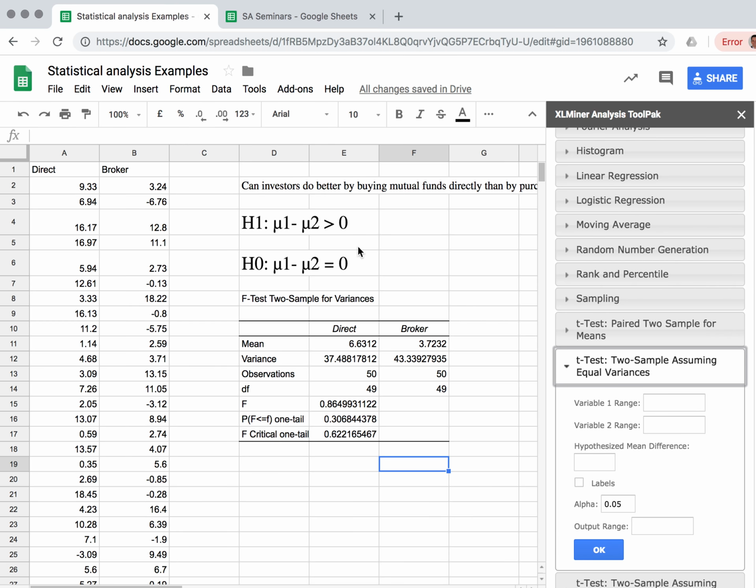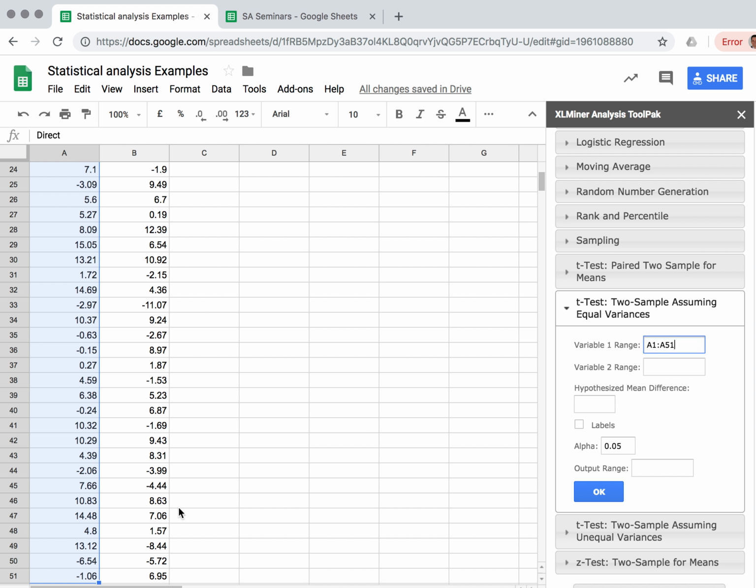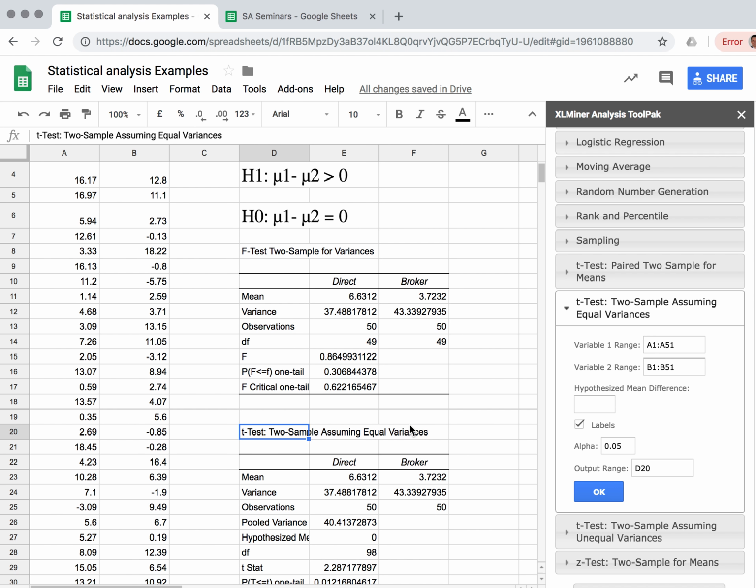So we do the t-test to test our hypothesis to try to prove that directly buying is superior, assuming equal variances. So this is the variant we choose. We select the directly bought as group 1, the indirectly bought as group 2. We have selected the labels as well, and we put the output down here somewhere. And okay, run the test.